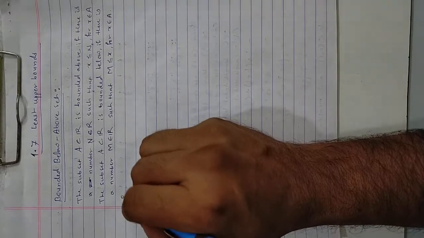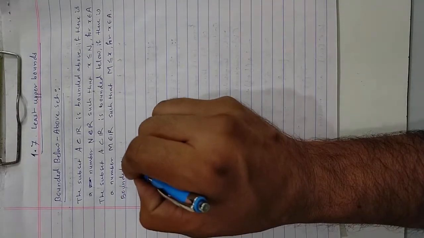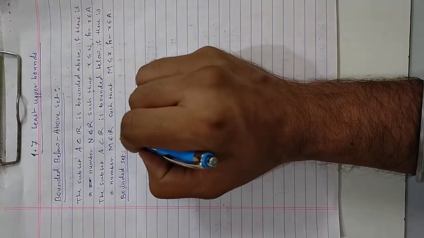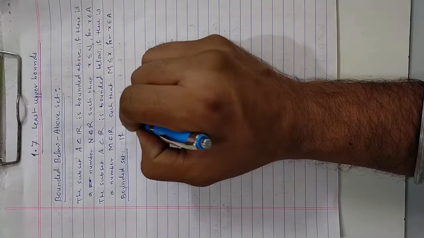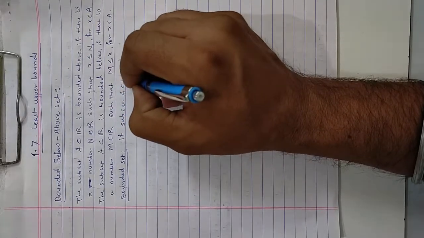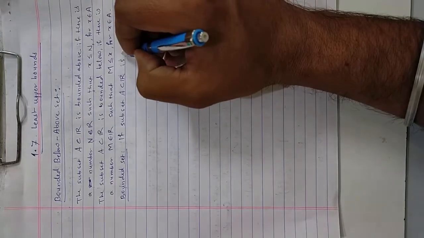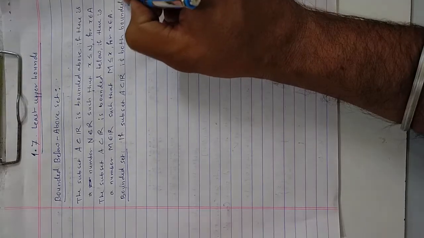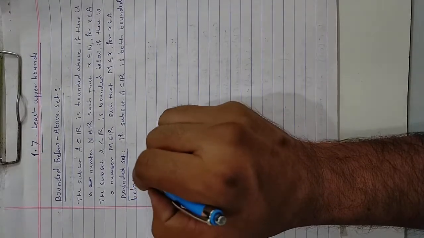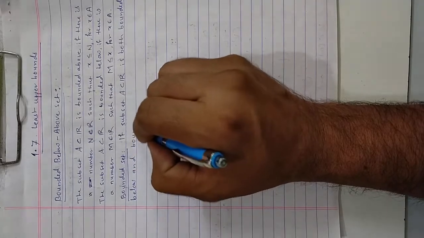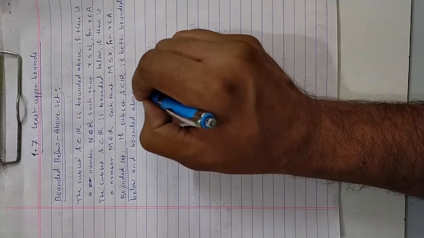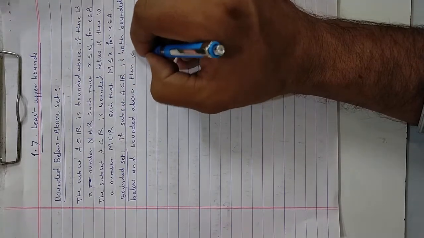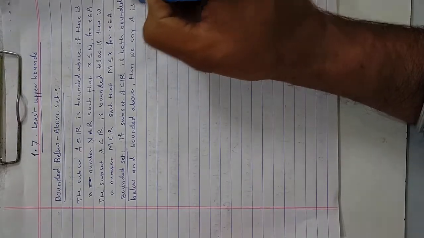And bounded set: if a subset A of R is both bounded below and bounded above, then we say A is bounded.